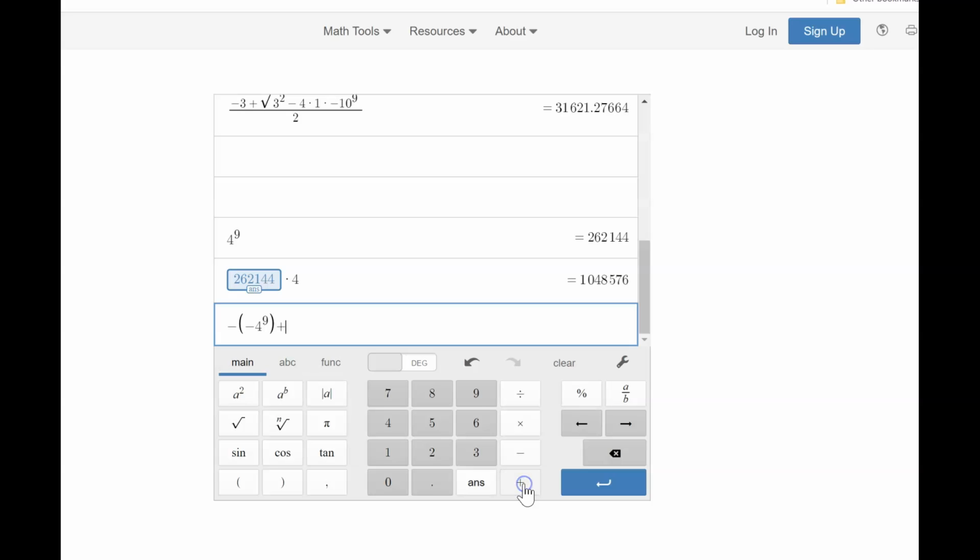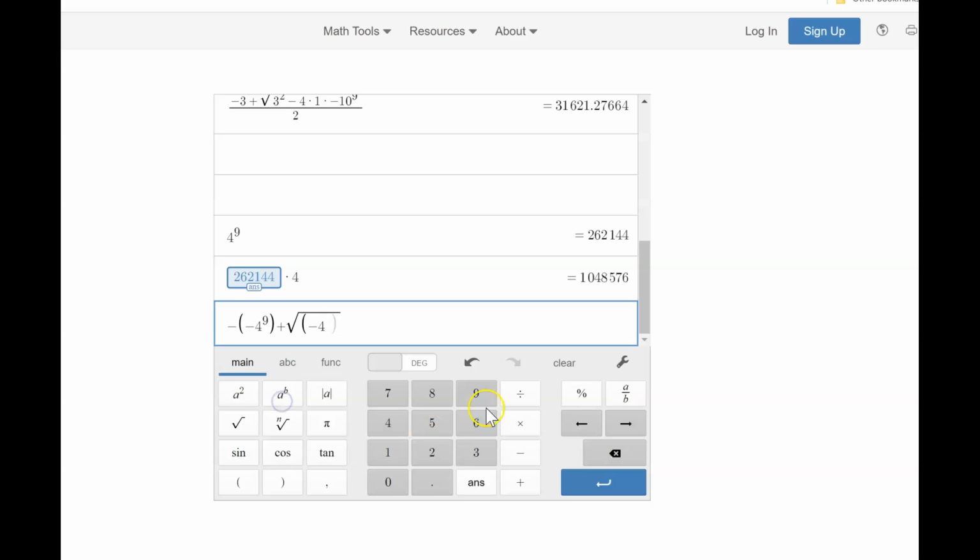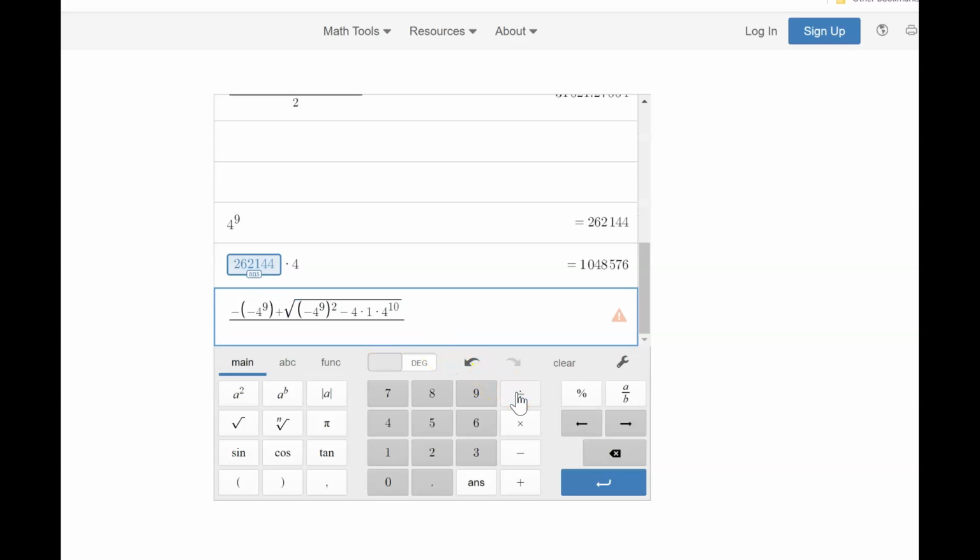And we're going to do plus first, and then we'll just switch it back to minus. The square root of b squared, so that was negative 4 raised to the 9th. Close it out and square it. So b squared minus 4 times 1 times c, which was 4 to the 10th. And then I'm going to highlight all of that. I'm going to hit my division sign, divide it by 2 times a, so divide by 2.